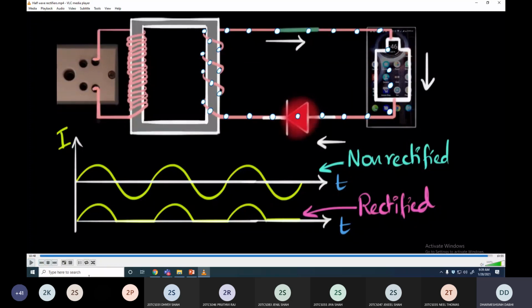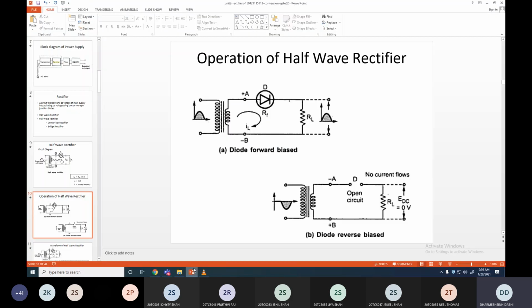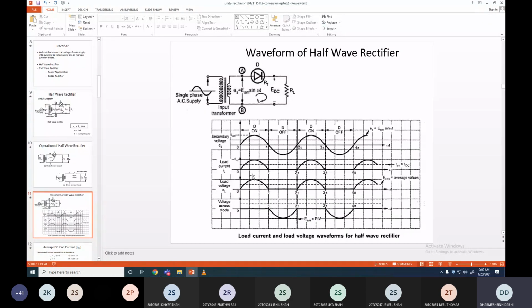So I think all of you understand this concept. Clear to all of you? The operation of half-wave rectifier? All of you? Yes, sir. Okay. So this is the waveform, the same waveform as we have just seen in this video.